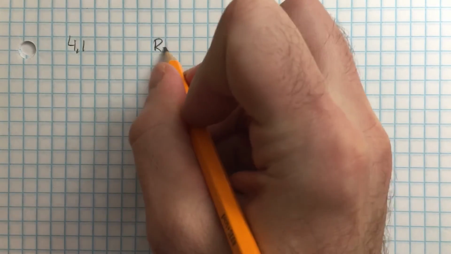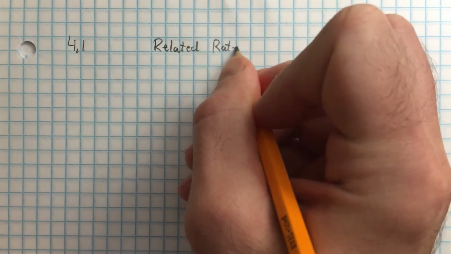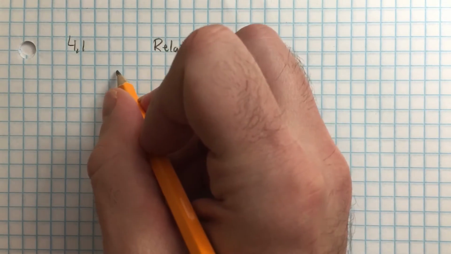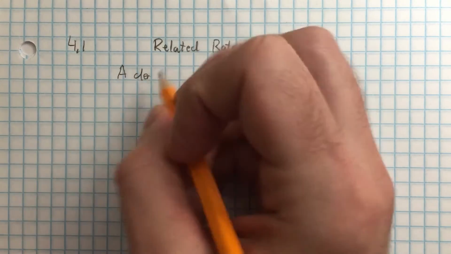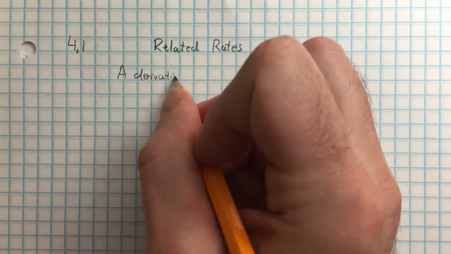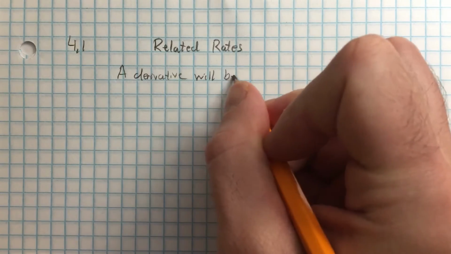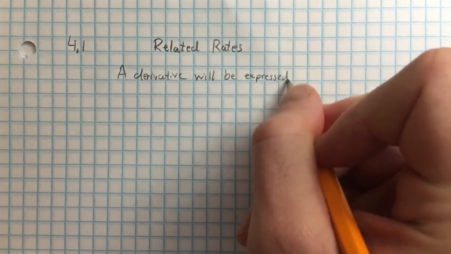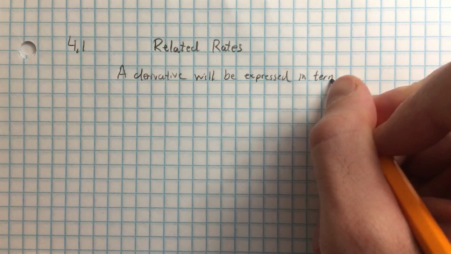4.1 related rates. The main idea of related rates is that one derivative will be expressed in terms of another. Expressed in terms of, i.e. related to another.